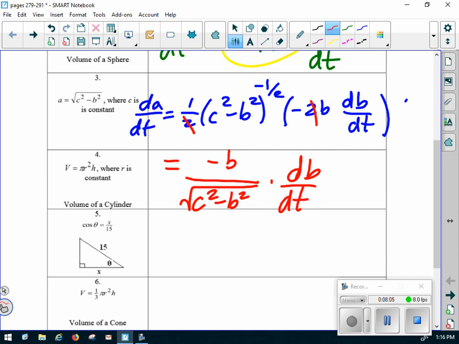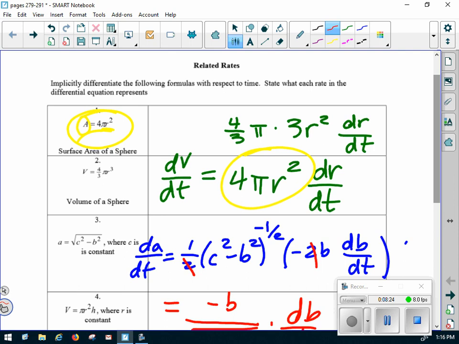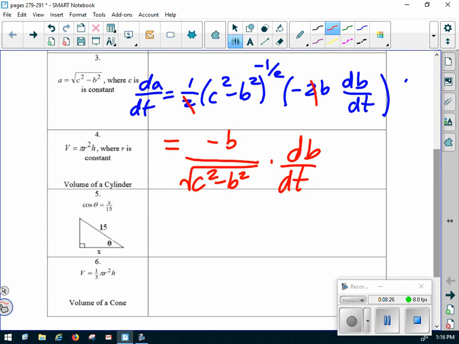It's the same thing. It'll just look like a complex fraction because you'd have a fraction inside a fraction. Now remember, one thing that we haven't been answering is what each rate in the equation represents. Remember, dB dt just means the rate of change of b with respect to time. And dA dt is the rate of change of a with respect to time.